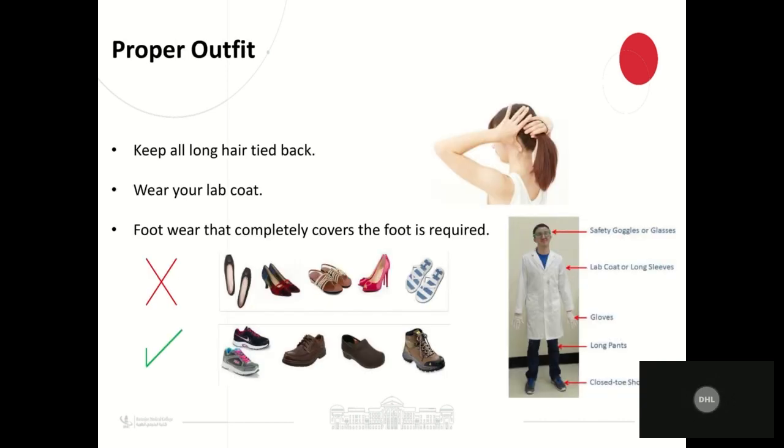What is your proper outfit in the lab? Keep all long hair tied back, wear your lab coat, and wear shoes that completely cover your feet, as you can see here in the picture.